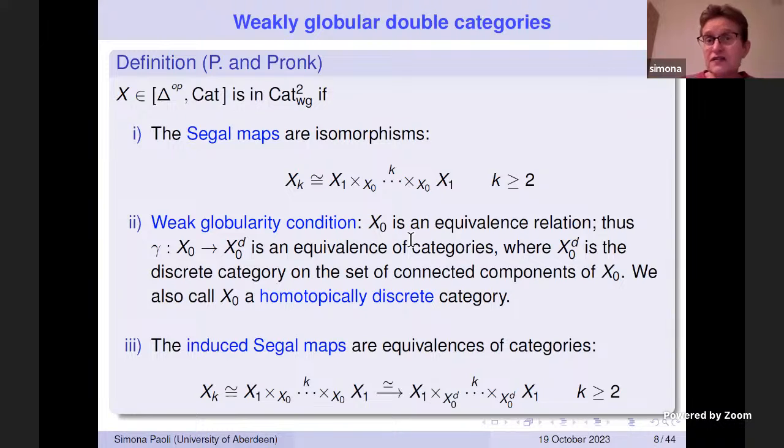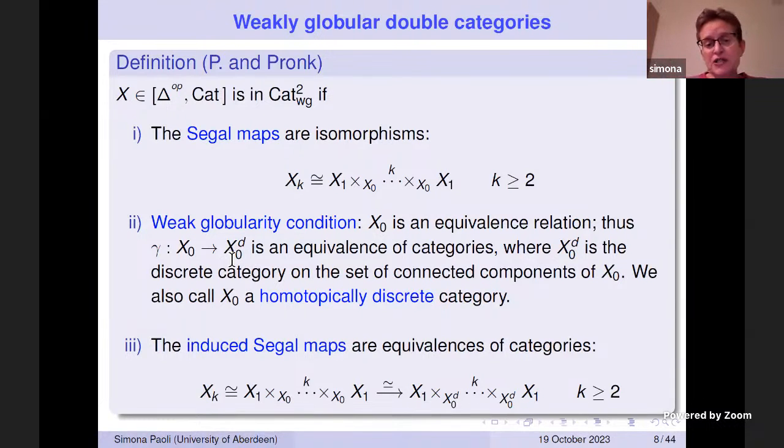So X0 is an equivalence relation. So necessarily it's a category which is equivalent to the discrete category on its set of connected components. And you have this map from X0 to X0^D. And we also called such a category homotopically discrete. But that is not all. So basically, this is a structure in which we want to think about this set of connected components as being the set of objects in your higher structure.